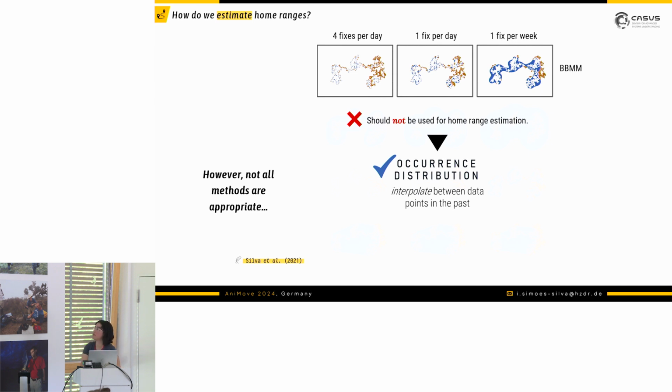And the BMM, like we saw, is an occurrence distribution, not a range distribution. So always be aware of that. You cannot use it for purposes of home range estimation.